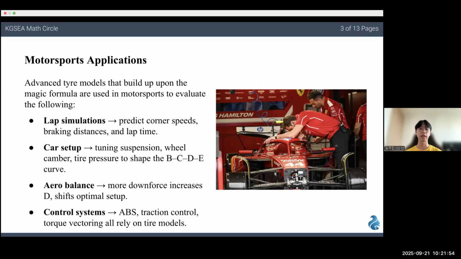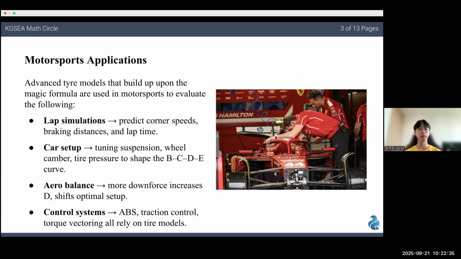And so depending on how we simulate the tire to behave, we can change the car's suspension, the wheel camber, as well as the tire pressure to shape the BCDE curve. As well as for higher level motorsports where aerodynamics is a key component, we can also help out with aero balance, and so more downforce also shifts the optimal setup. Depending on which tire, front or back, needs to be more balanced, we can change the aero balance for that. As well as, kind of the biggest use for such tire models is control systems.